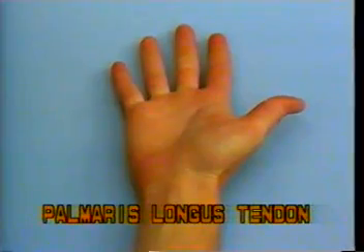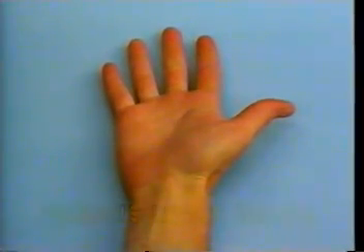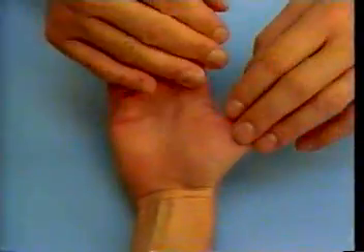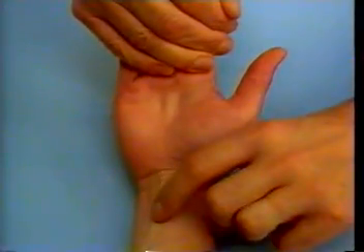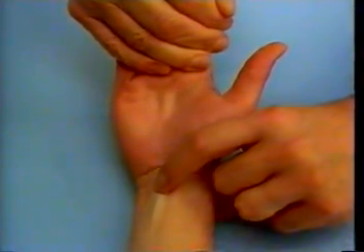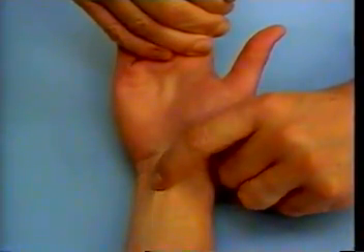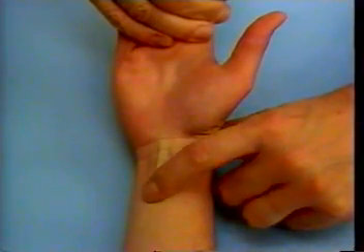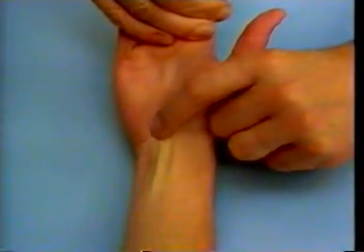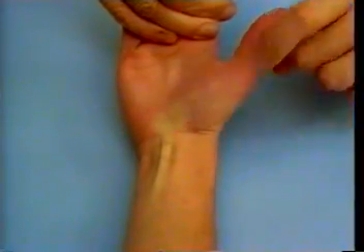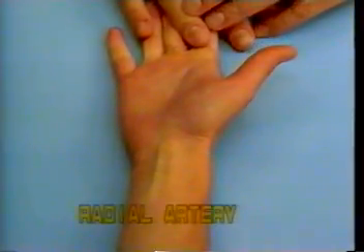Volar aspect. Palmaris longus tendon. Instruct the patient to flex the wrist against resistance while palpating the volar aspect of the wrist. In the midline, the palmaris longus tendon, if present, is observed. In approximately 13% of patients, the palmaris longus tendon is absent unilaterally or bilaterally.